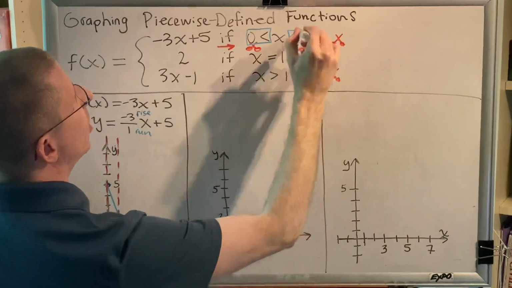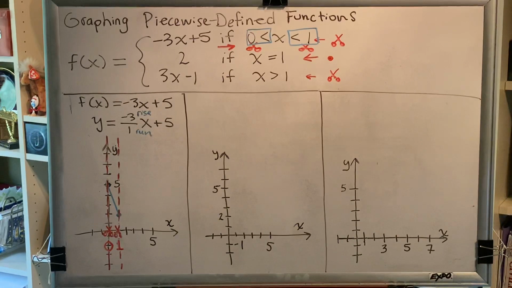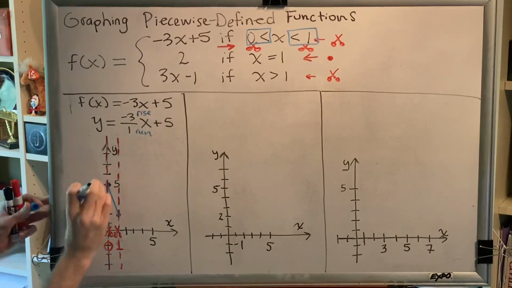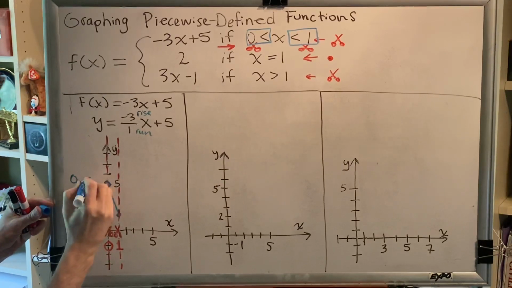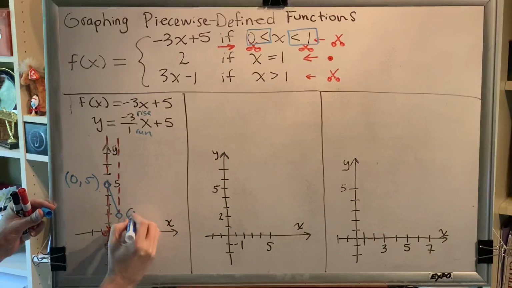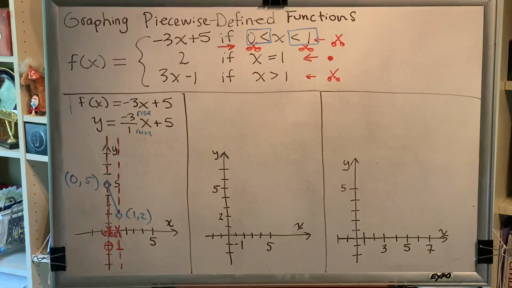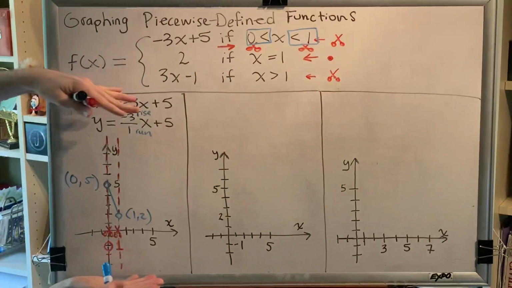The 1 is associated with the less than symbol. That's also an open dot. So wherever the curve meets the cut, we need an open dot. So that would be here, an open dot at coordinates 0, 5, and here, an open dot at coordinates 1, 2. Okay, great. We're done with our first piece. The top line is done.